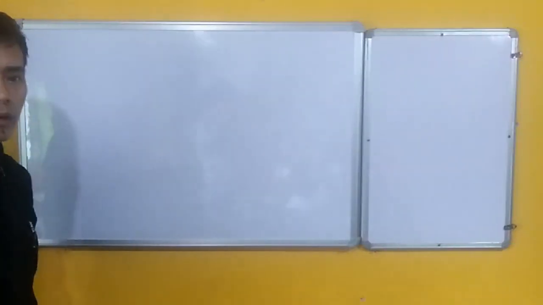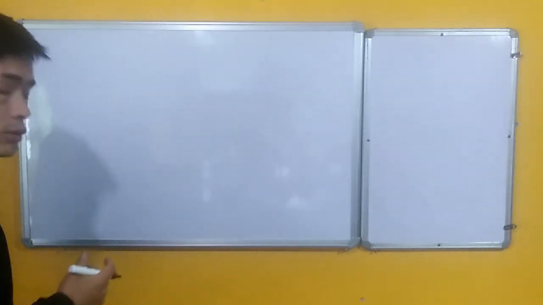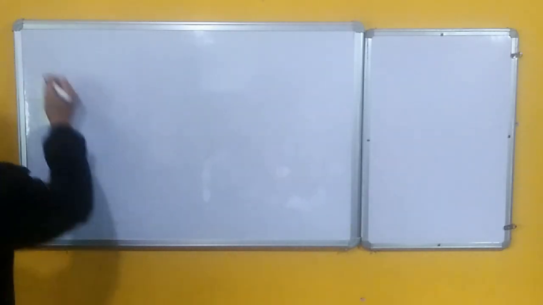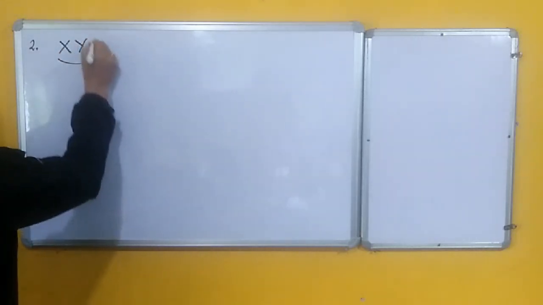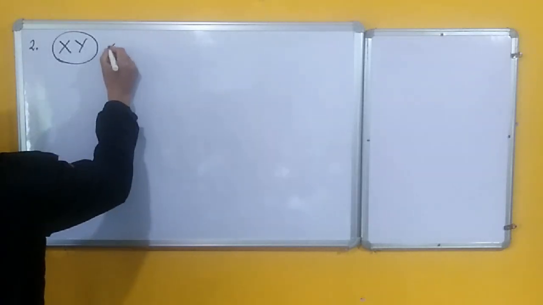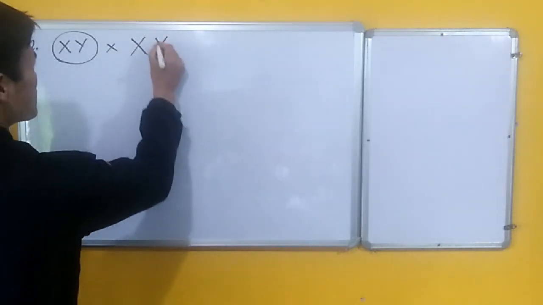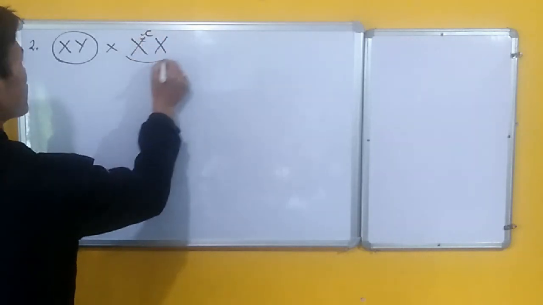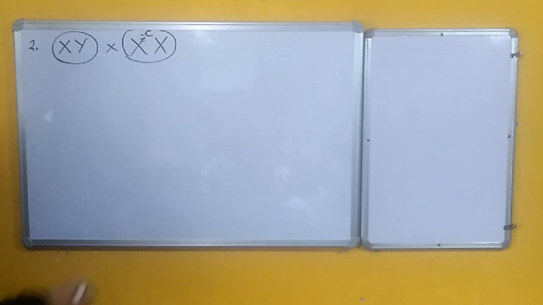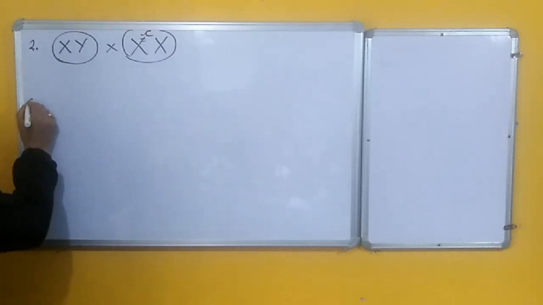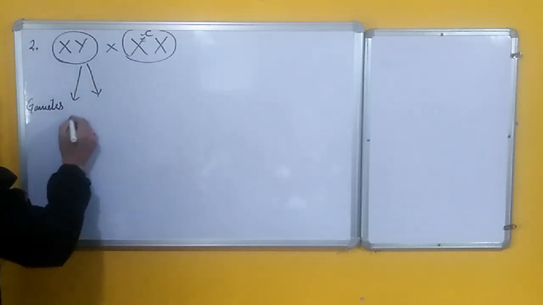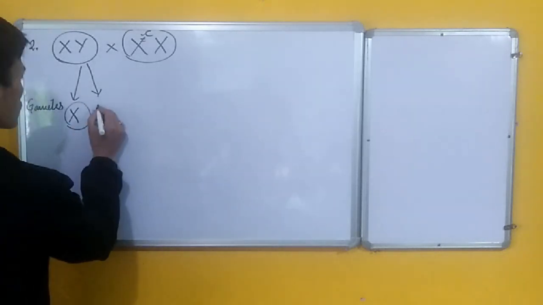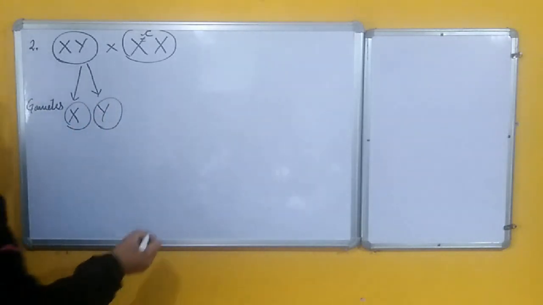Now we'll take another example to study inheritance of color blindness through the sex chromosome. So second example, let us take a male parent who is normal, and let us take a female parent who is a carrier of color blindness. Now this male parent will produce gametes, and the gametes produced are of two types. One will have the X chromosome, the other one will have the Y chromosome.